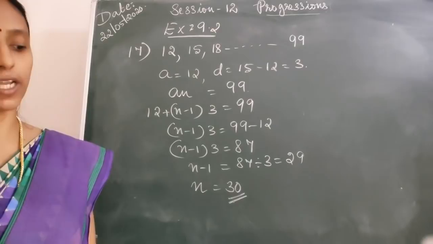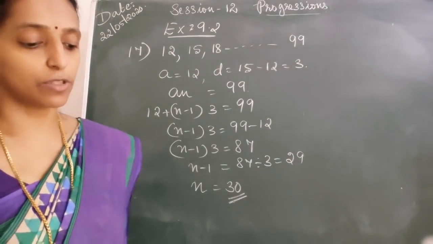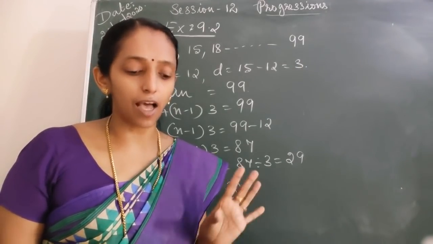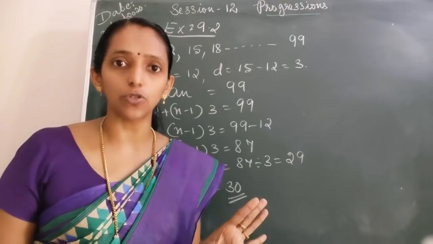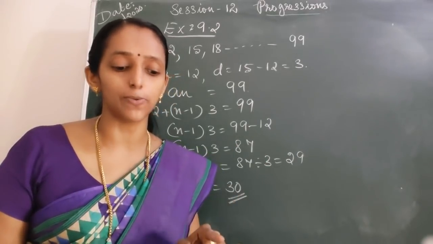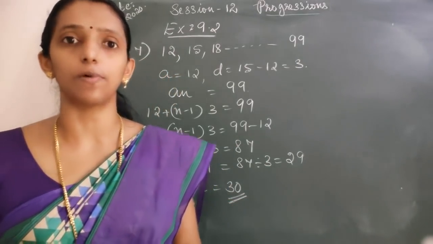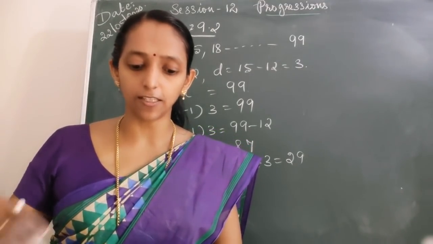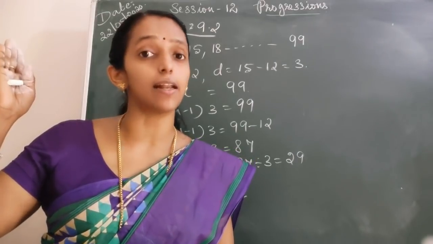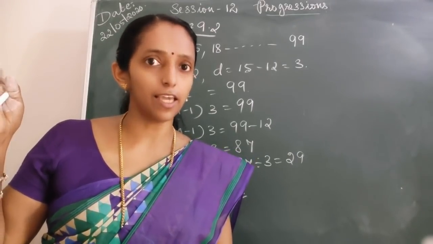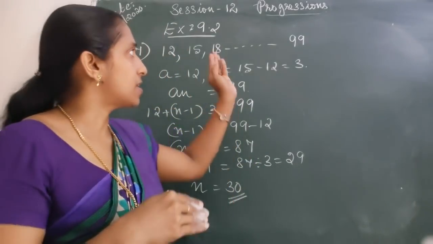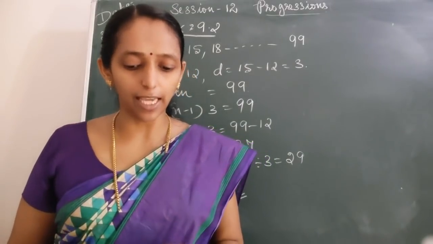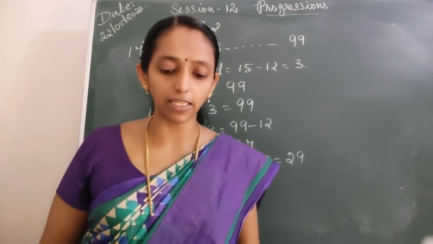For the second part, just listen: numbers divisible by both 2 and 5. The LCM of 2 and 5 is 10. So we have to check only the multiples of 10, because the numbers are divisible by both 2 and 5. The first number will be 110, the second number 120, 130, etc., up to 990. So you got the sequence. Then by the same procedure you can calculate the value of n. Then take out question number 18.